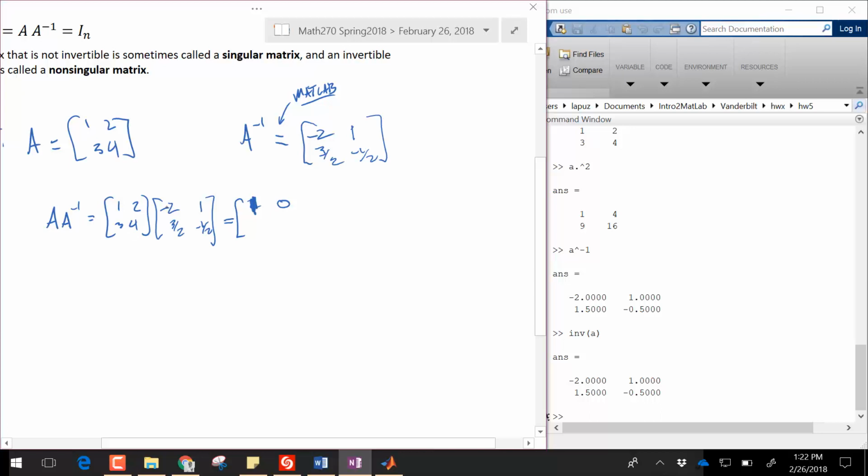And this is a -6, -6 plus 6. So that's a 0 again. And then a 3 minus 4 divided by 2 is 2. 3 minus 2 is 1. Whew. I don't know if I want to do this again.